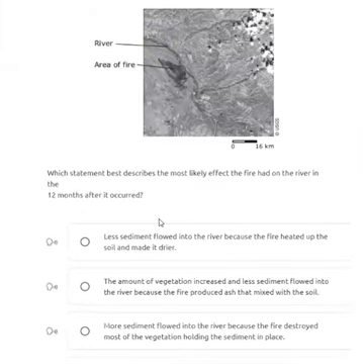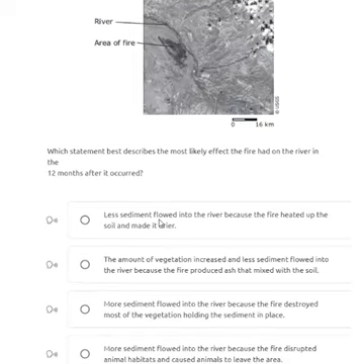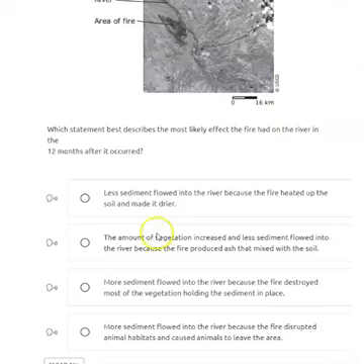All right, in this question, it's asking us to look at the satellite map. And it wants us to determine what is going to be the most likely effect if there is a fire in this area, where the river is, and in 12 months, what would we see? So if I have a fire in this area, what's going to happen is a lot of the vegetation, a lot of the trees, a lot of the grass, is going to be burned down.